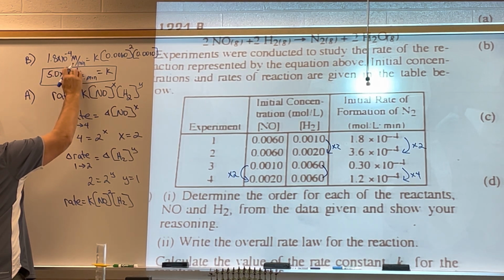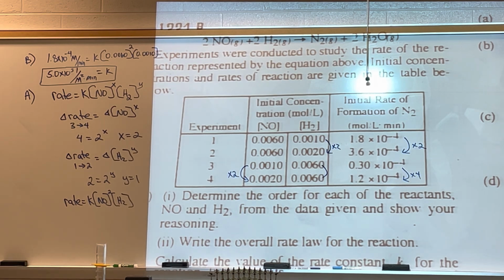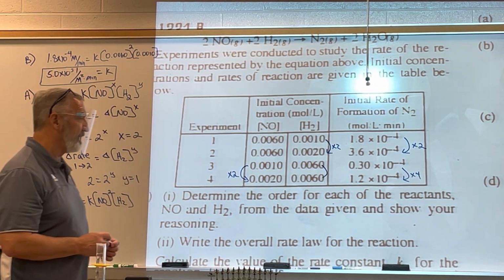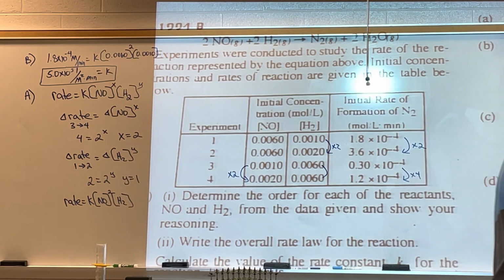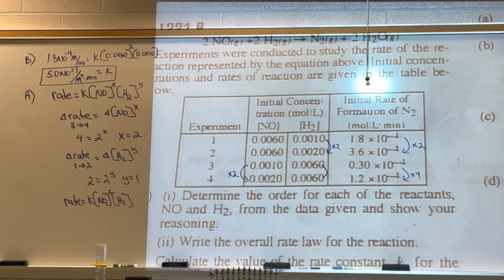Still algebra. Are we all comfortable with that? Now, they don't ask it. For experiment 2, what does that third one say? Calculate the concentration, we'll come back to that one.